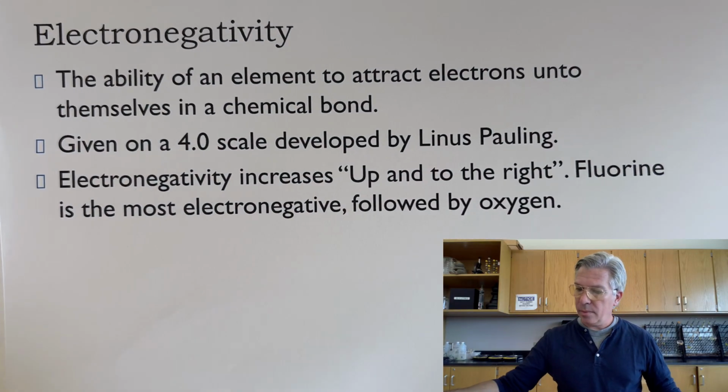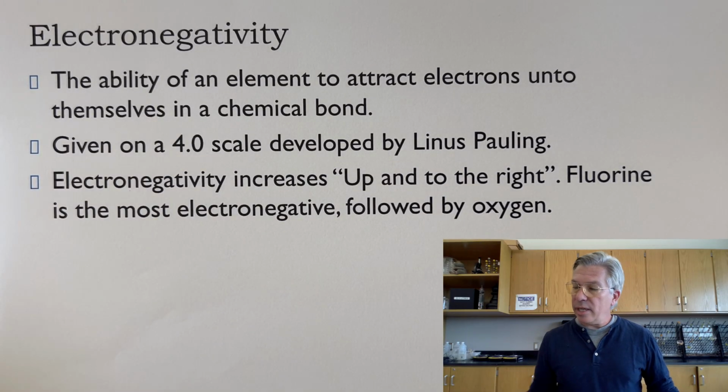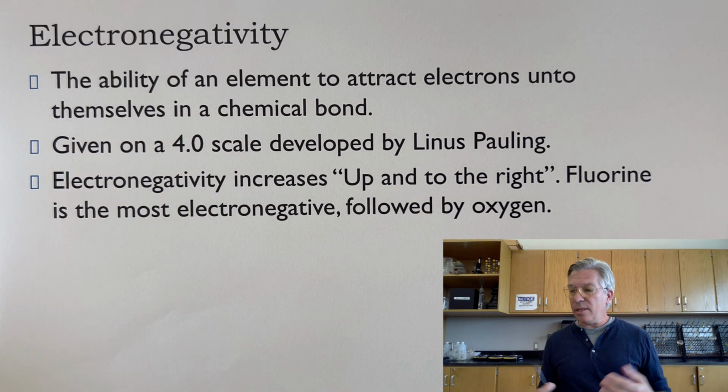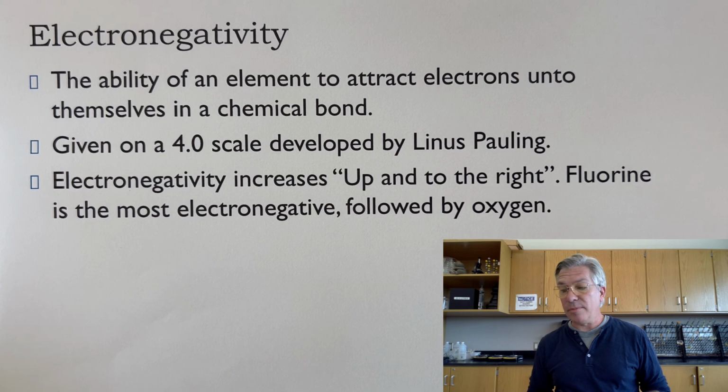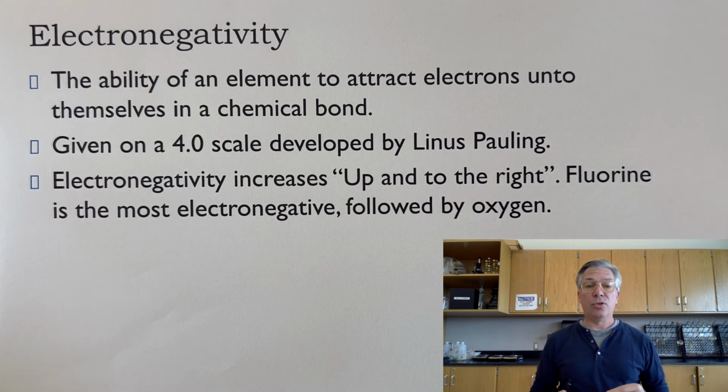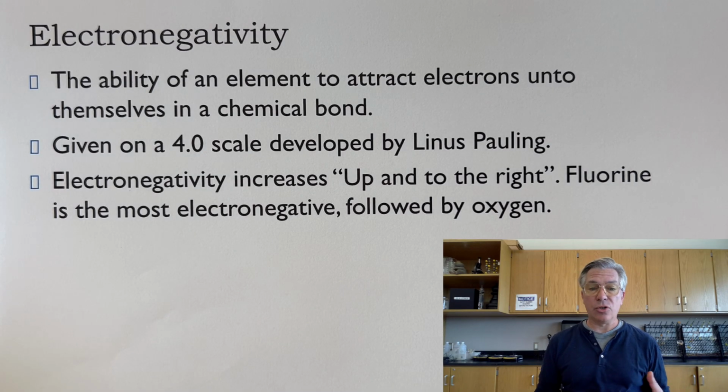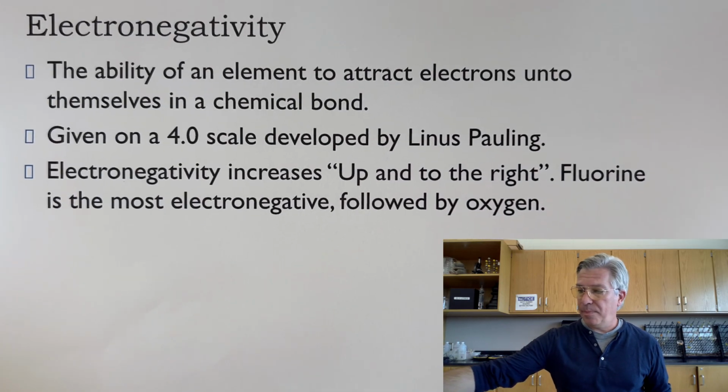Let's talk about electronegativity for a moment. Electronegativity is generally the ability of an element to attract electrons unto themselves in a chemical bond. So we're going to talk about chemical bonding next unit. And one of the main themes is that when atoms share electrons, they don't often share them equally. Maybe one is attracting the electrons more than the other one is. And electronegativity is a measure of that.